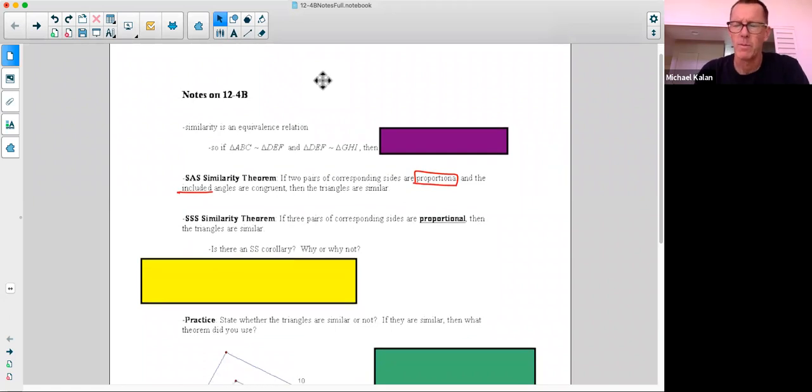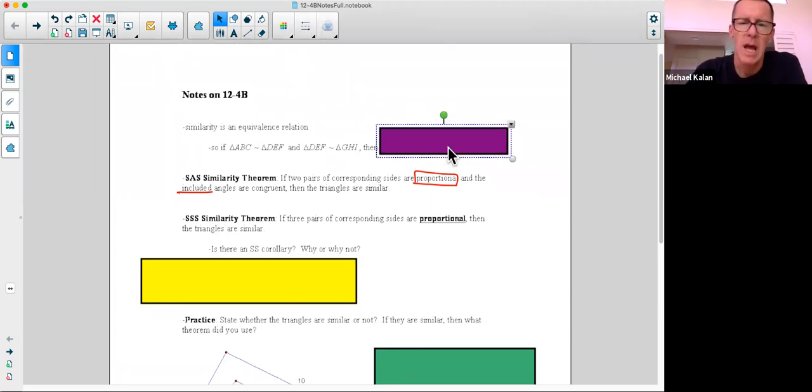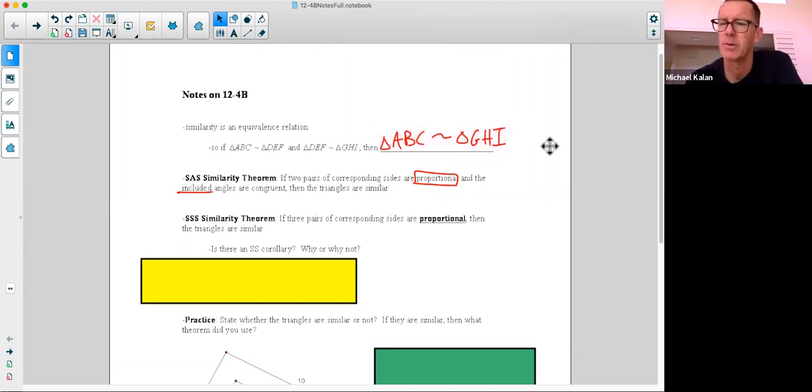Okay, one thing I want to make sure we note is that similarity is an equivalence relation. Remember equivalence relations: reflexive property, symmetric property, transitive property. We saw how that worked for equality or equations, and we also saw how it worked for congruence. Well, same with similarity, right? If you have triangle ABC similar to triangle DEF and triangle DEF similar to GHI, what can you conclude? Yeah, that triangle ABC is similar to triangle GHI.